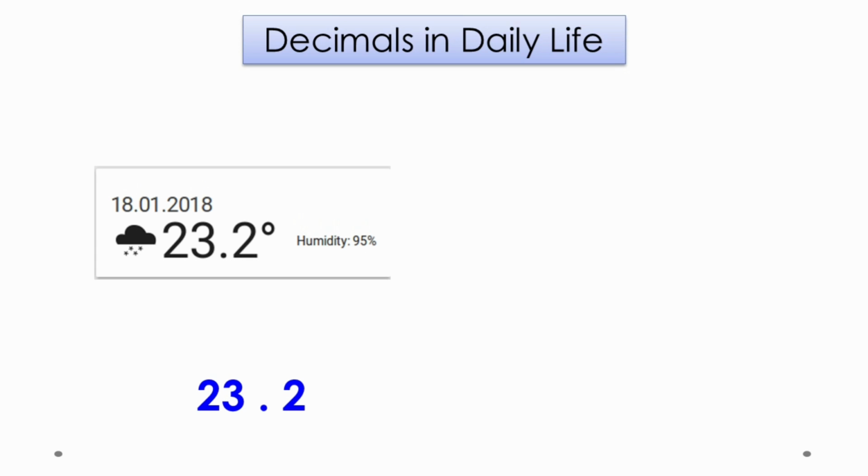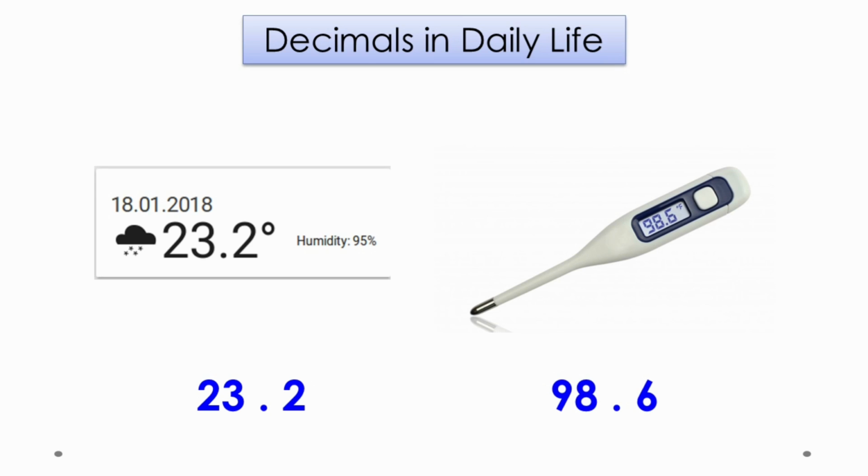Remember the news channels reporting the temperatures for different cities for a particular day? It often reads like 23.2, 24.7 or 33.8 degrees Celsius. When we check our body temperature, the thermometer reads something like 98.6 degrees Fahrenheit. The dots that we see in these figures are known as decimals. How do we get this decimal point and what does it mean?